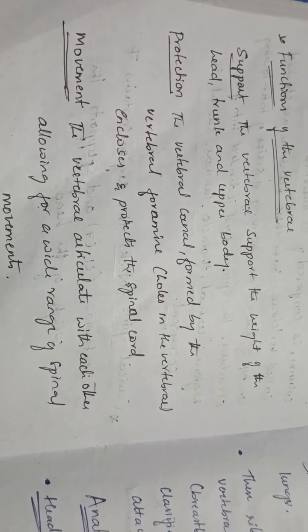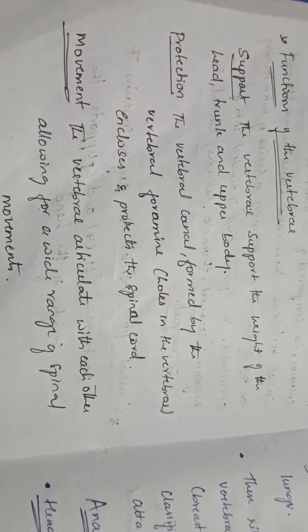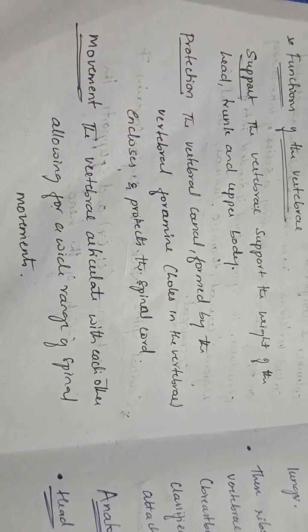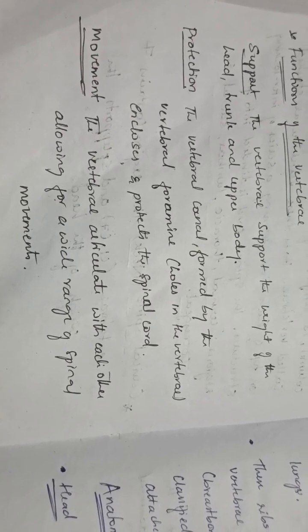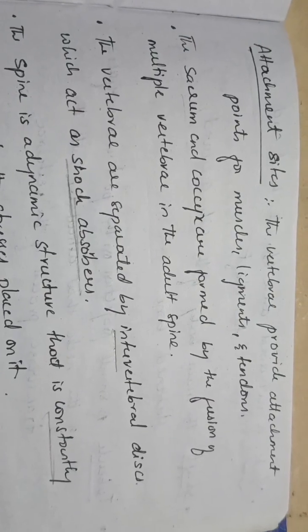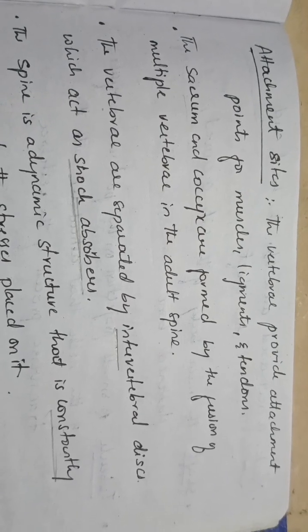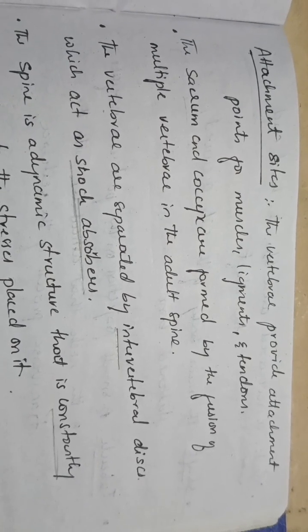Protection: the vertebral canal formed by the vertebrae encloses and protects the spinal cord. Movement: the vertebrae articulate with each other, allowing for a wide range of spinal movements. Attachment sites: the vertebrae provide attachment points for muscles, ligaments, and tendons.